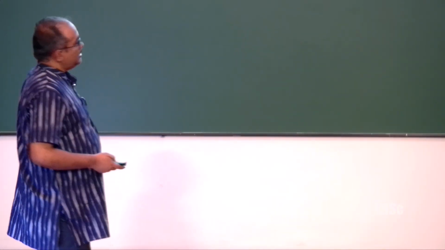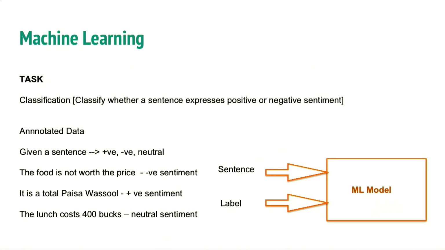So, I will talk about pre-training. Let me just get into the basics. I think Ravindran has told you that machine learning may have various tasks, like classification. For example, classify whether a sentence expresses positive or negative sentiment. This can be a simple task, and for this you need some annotated data. What does annotated data mean? Given a sentence, you label it positive, negative, or neutral, so you need this type of data.